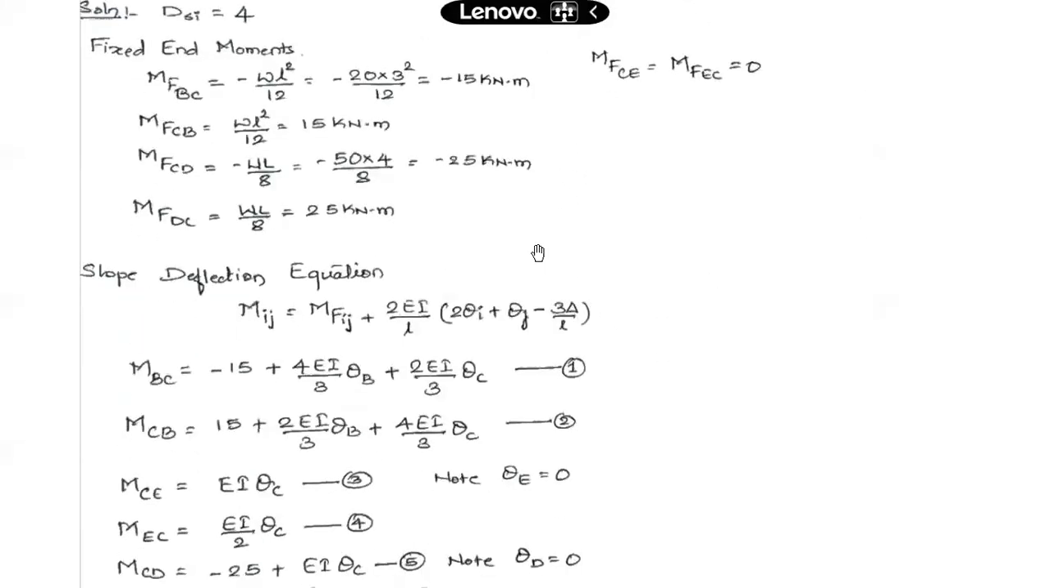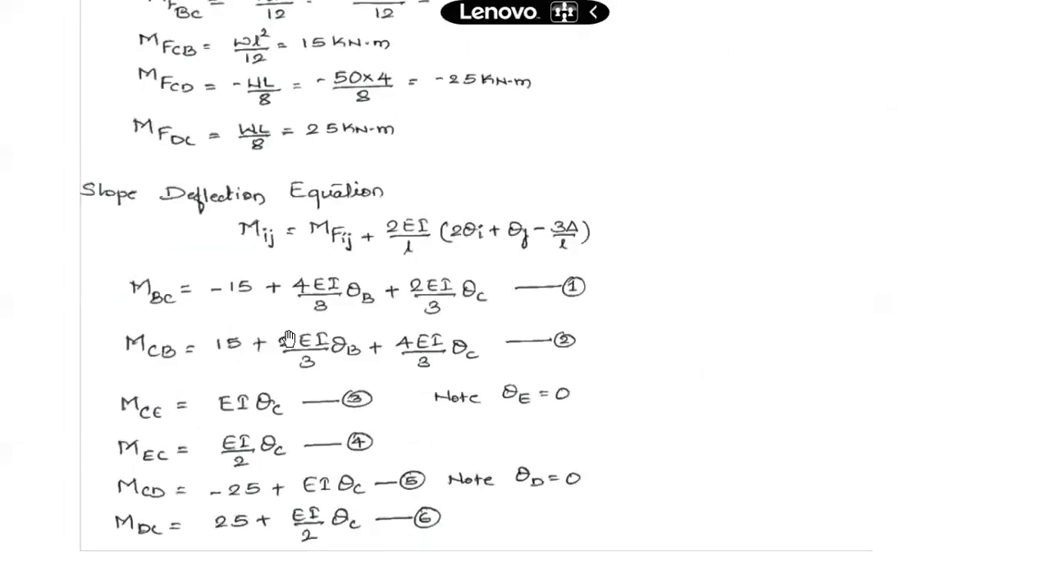Okay, so keeping that in mind, I'll substitute the values. What happens? MFCD minus 25 plus 2EI by 4. Okay, span is 4 meters, 2EI by 4 into 2 times theta C plus this is 0, this is 0. What it gives us? Minus 25 plus 2EI by 4 into 2 times theta C. That is minus 25 plus EI into theta C. If you simplify this term after multiplication, it will just give you EI into theta C, right? So this is the fifth equation of slope deflection for member CD and at joint C.